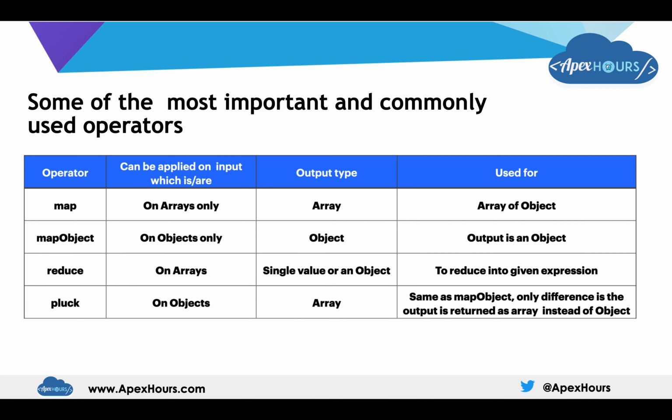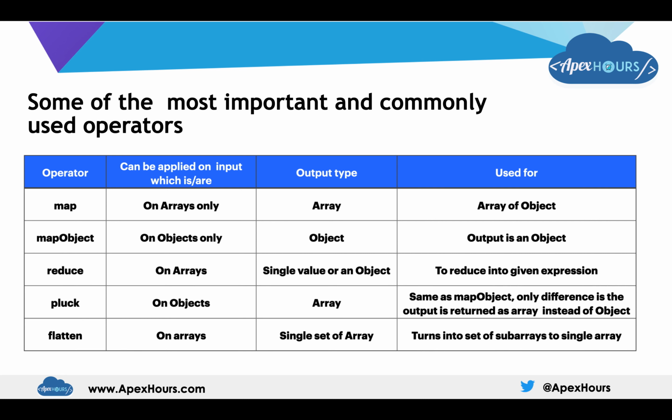Then the pluck operator. It is similar to the mapObject operator, but it can be applied only on objects, and the output type will be an array. It is used for the same purpose as mapObject, but the only difference is that the output is written as an array. If you want to get only keys or only values, pluck is very useful for that. I will show you in the hands-on.